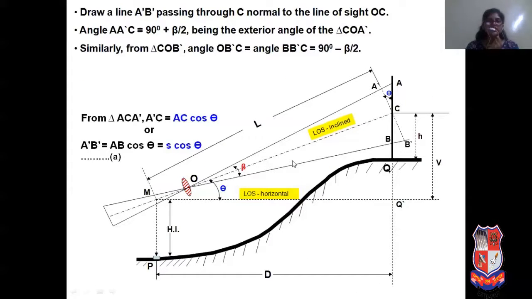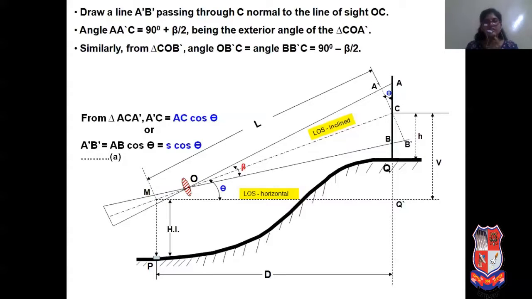So in this case, let's see first the different terminologies. Let's see first the capital L. What is capital L? Capital L is nothing but the length of line of sight. What is capital D? Capital D is the distance between instrument station and staff station. What is capital V? Capital V is the vertical distance between line of sight horizontal and line of sight inclined. Capital C and B are the stadia readings corresponding to the wires.